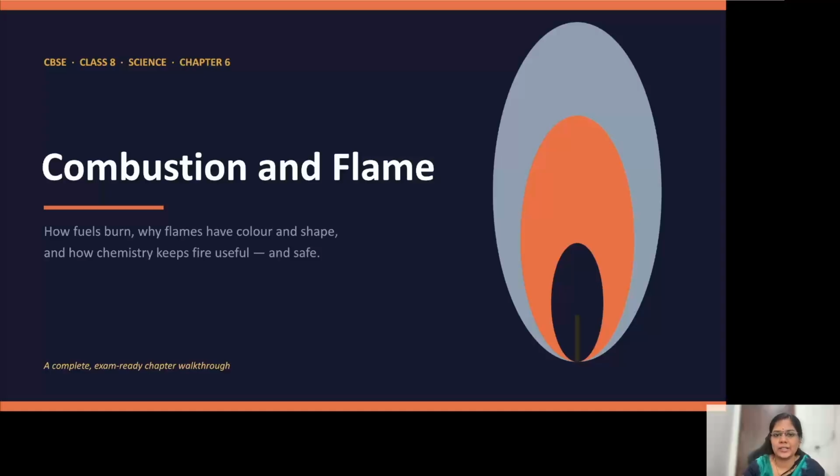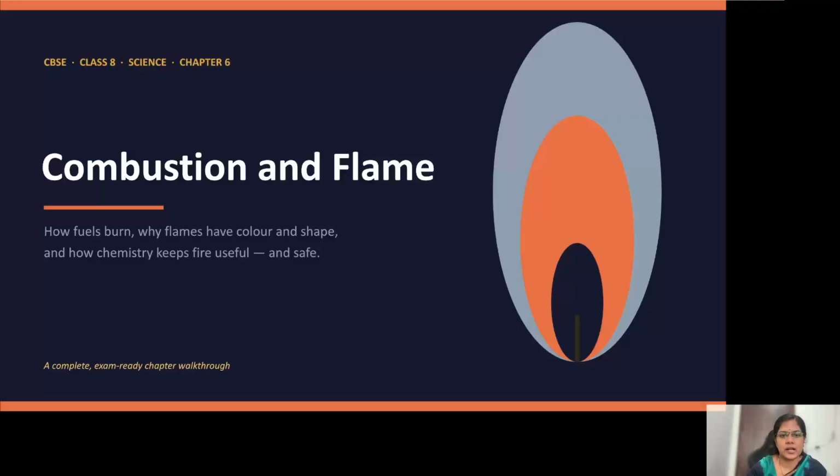Welcome to the topic Combustion and Flame. What do a birthday candle, an LPG stove, and a forest fire have in common? All three involve the same chemical process, combustion, just happening at different speeds and scales.